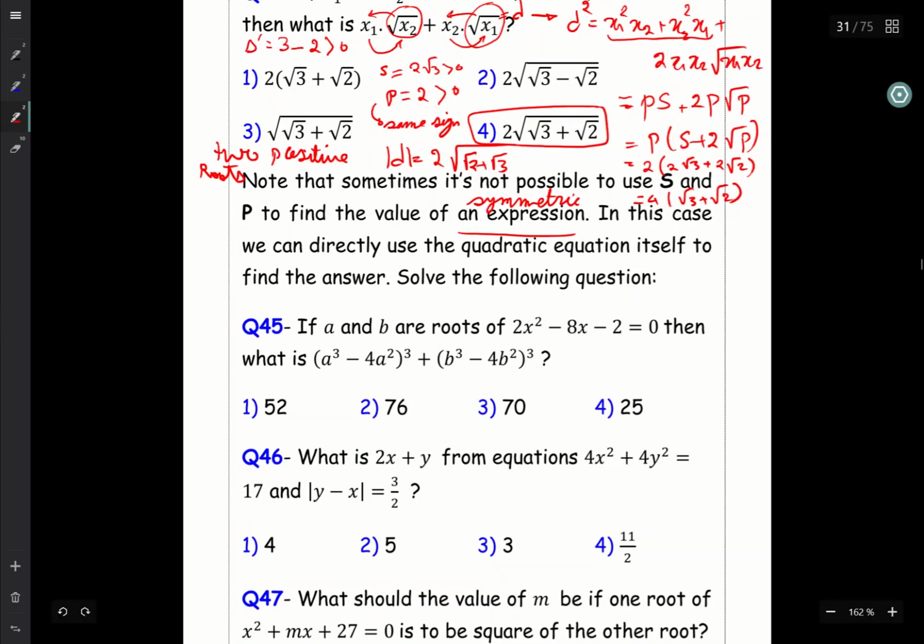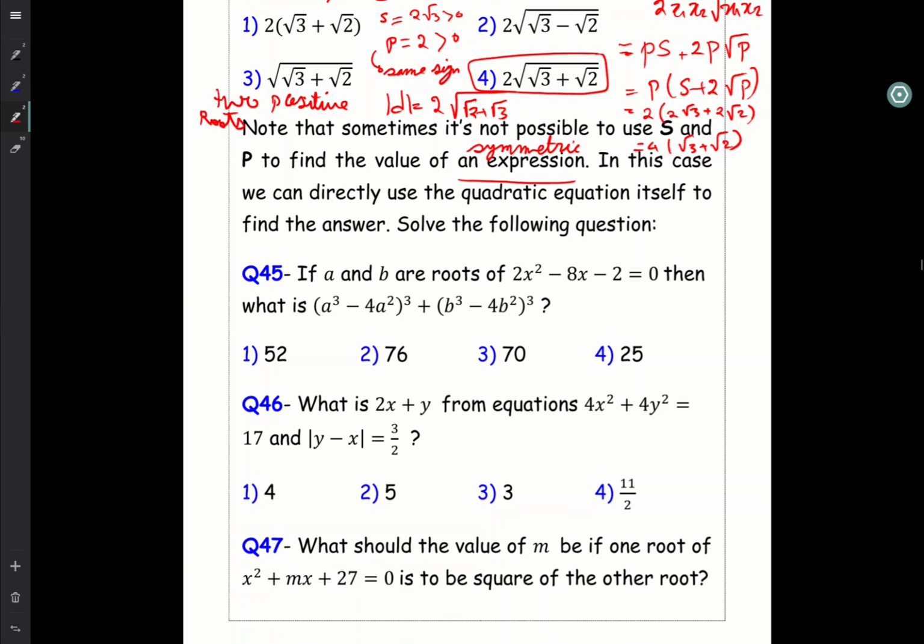Solve the following question. Okay, question 45. If a and b are roots of 2x squared minus 8x minus 2 equals 0, then what is a cubed minus 4a squared raised to the third power plus b cubed minus 4b squared raised to the third power? Alright, this is complicated, and this is still a symmetric expression, right? Symmetric in terms of a and b.